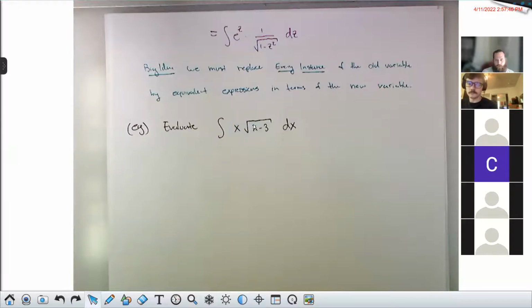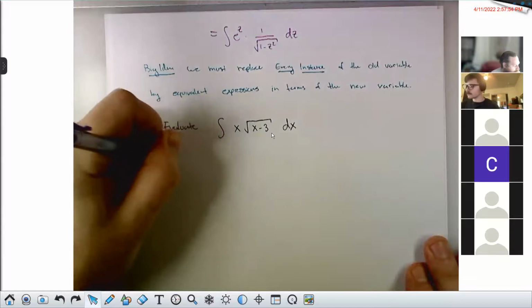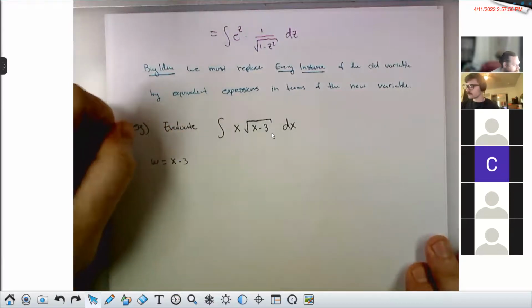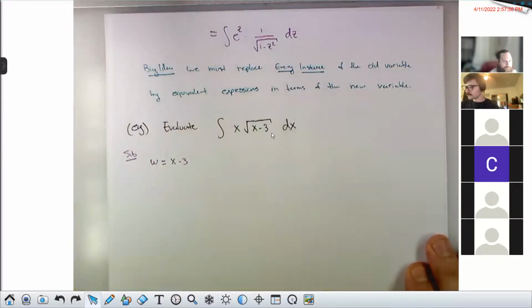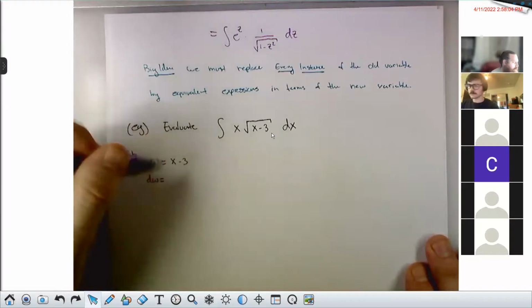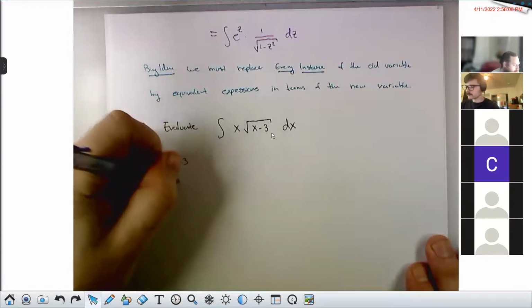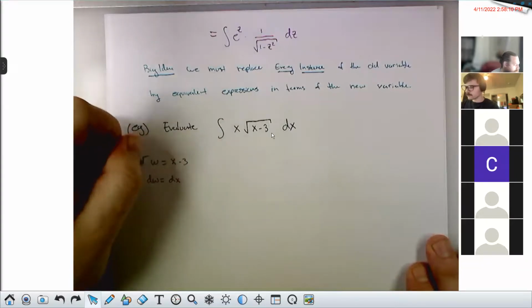But let's start writing down the substitution, see what falls out, and then see what we need to do. So this time, maybe I'll let w be x minus 3. I'm substituting. My differential dw is quite nice. The derivative of x minus 3 is just 1. So this is going to be 1 dx. And we usually just write dx.